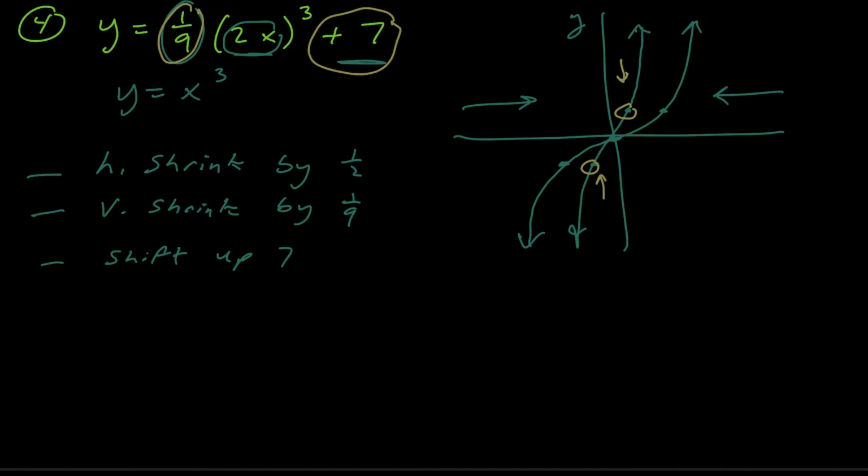Now, like I said originally, there's more than one way to do some of these problems. So we could switch this horizontal shrink and this vertical shrink. We will still get the same answer. But if you were to shift up 7 first and then try to do any of these other steps, you're going to get a different final graph. So you can do horizontal shrink, vertical shrink, and then shift up 7, or you could do the vertical shrink, horizontal shrink, and then shift up 7. You've got a couple different options on that one.